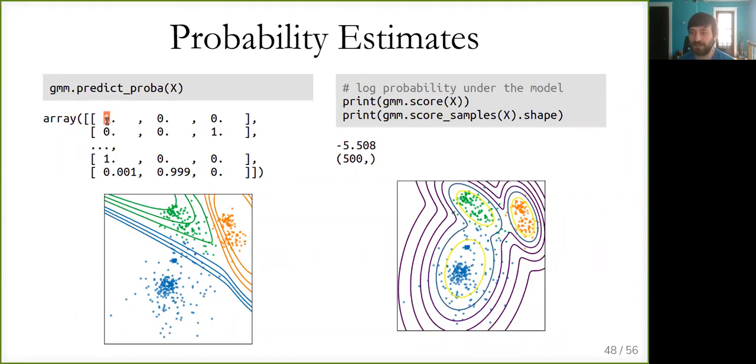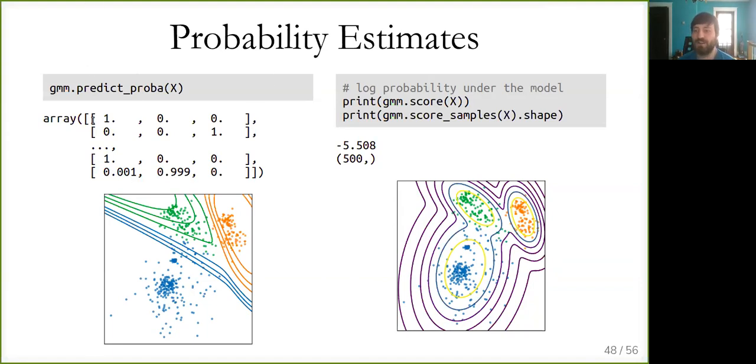So here it tells you basically, the first point certainly came from the first component. This point certainly came from the last component. There are some points here where it's only mostly certain it came from the second component. So this is a probability distribution over the three components, so they all sum to one.